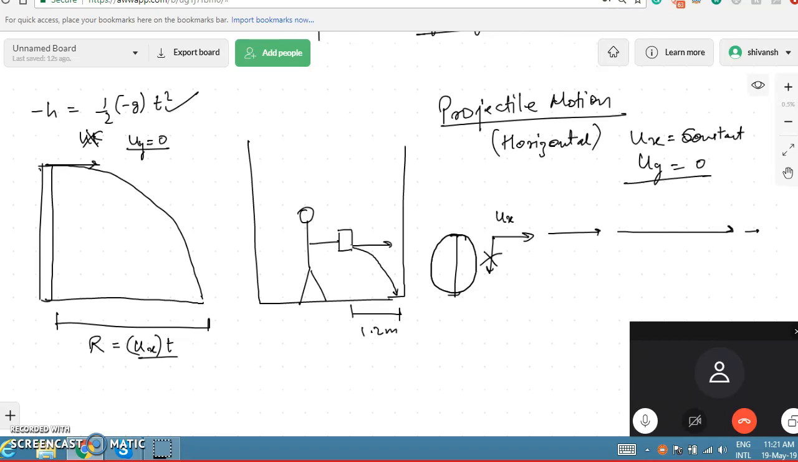You're getting me? Which means that if I have to have this distance greater than 1.2 meter, then all I will ever need is to increase the ux. And if this d is less than 1.2, then all I will ever need is to decrease the value of ux. Got it? Because the travel time is the same, this t value. Each time it is traveling the same amount of vertical distance.